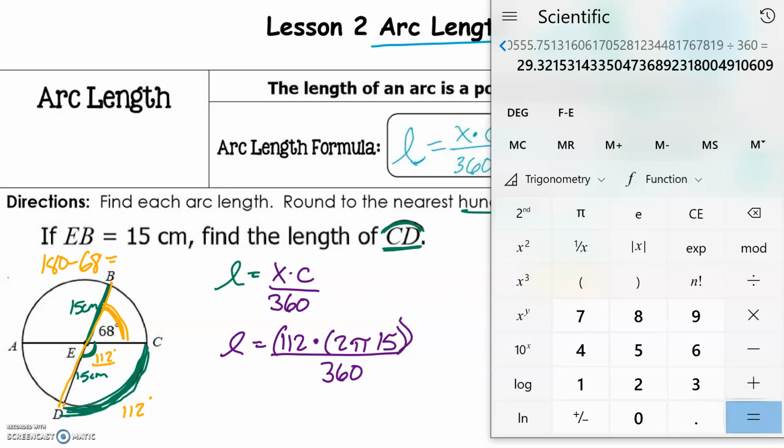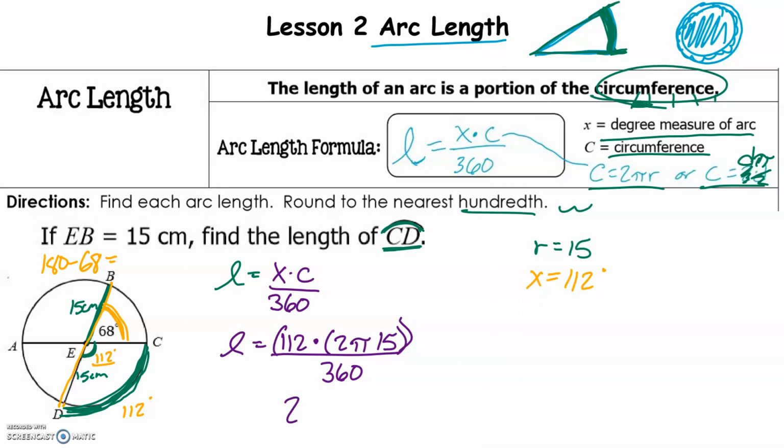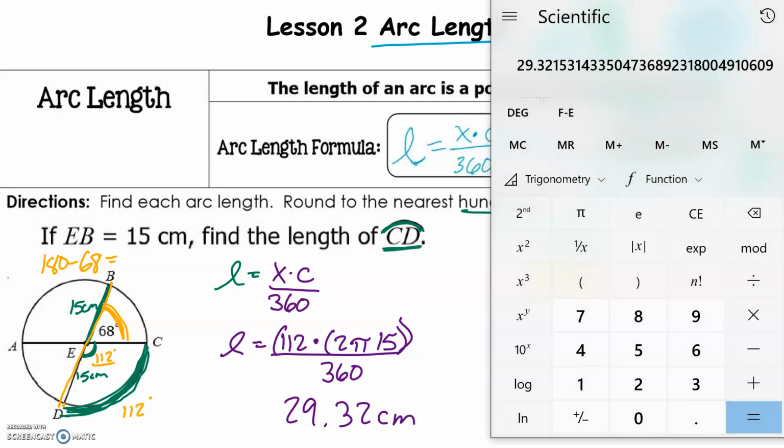Okay, and you're going to end up with 29.32 centimeters. The reason why we would stop there is because we would go 3, 2, and then 1. That number does not round up. Remember, we need 5 and above to give it a shove. Okay, and in this case, we're going to stop there.